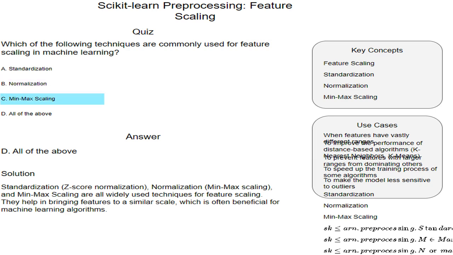Min-max scaling. Min-max scaling is a feature scaling technique that scales features to a specific range, often between 0 and 1. This is done by subtracting the minimum value from each data point and then dividing by the difference between the maximum and minimum values. Min-max scaling is useful when you want to compress the range of features, such as when using algorithms that are sensitive to the scale of features.